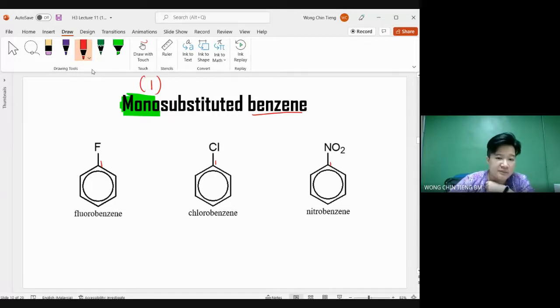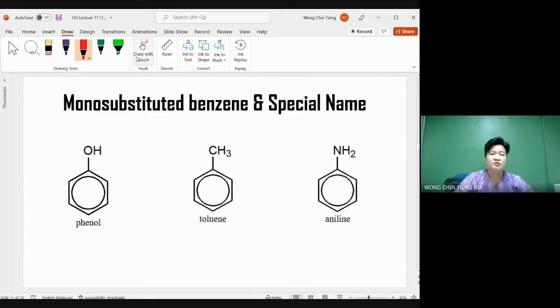So you can see the name is fluorobenzene, chlorobenzene, nitrobenzene. Tak perlu letak one fluorobenzene, one chlorobenzene. No, tak perlu. Sebab mono-substituted means hanya dia duduk dalam benzene, so dia automatically dapat nombor satu. Okay? Next, special name. This is still the mono-substituted benzene, but coming with a special name.